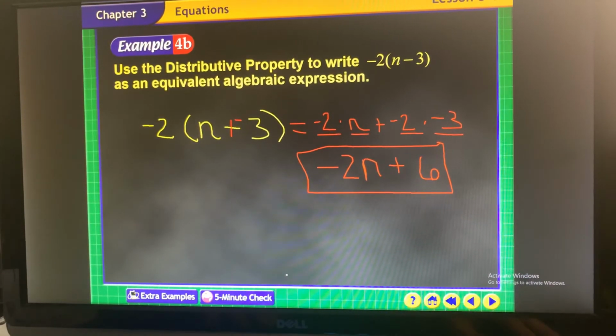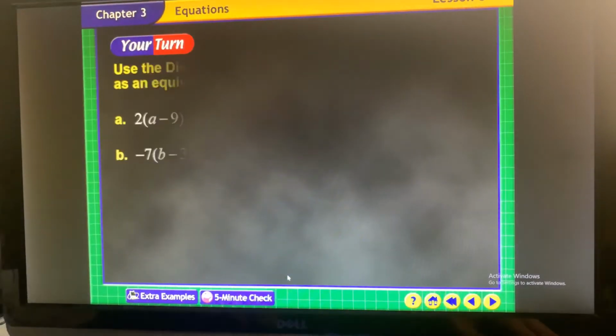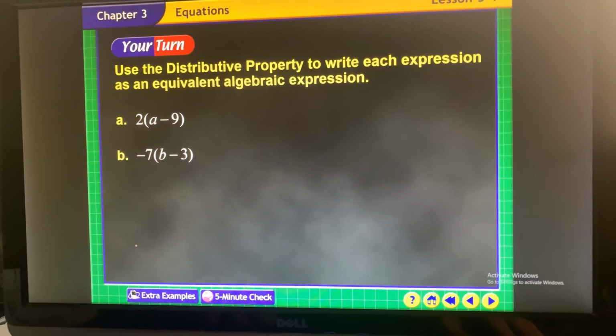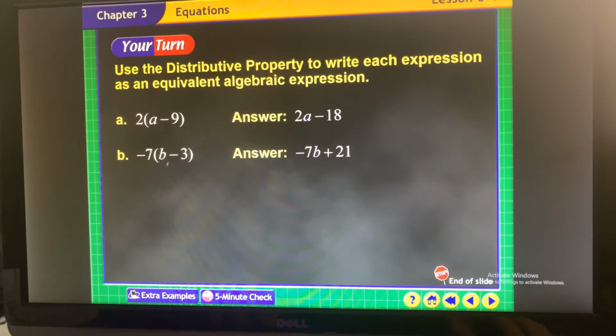It's not that hard. It's not even time consuming once you get fast at it. So pause the tape right here and try to do those 2 on your own. Okay, chances are this is the one you got wrong. So hopefully you did plus negative like that.